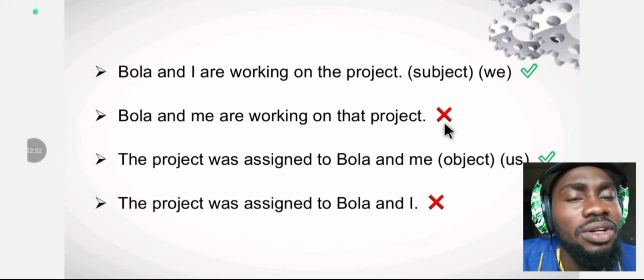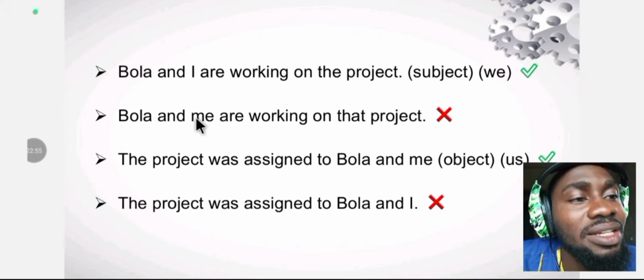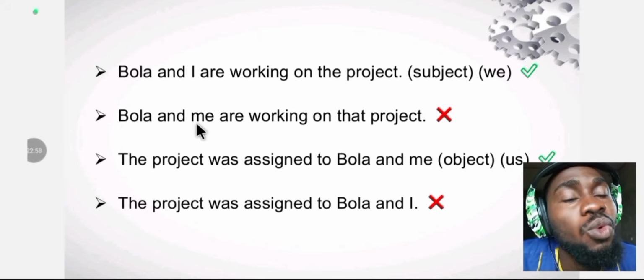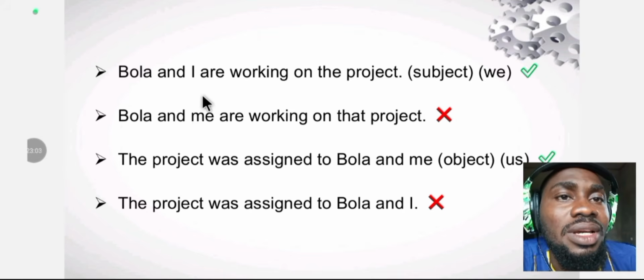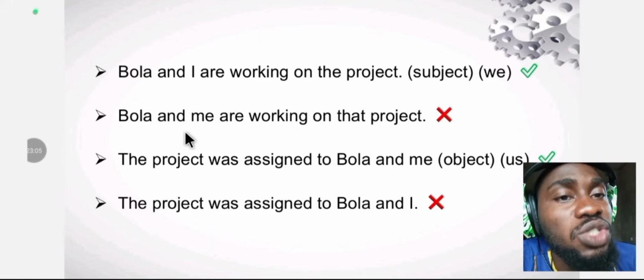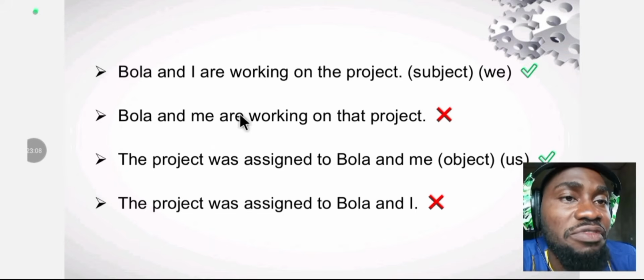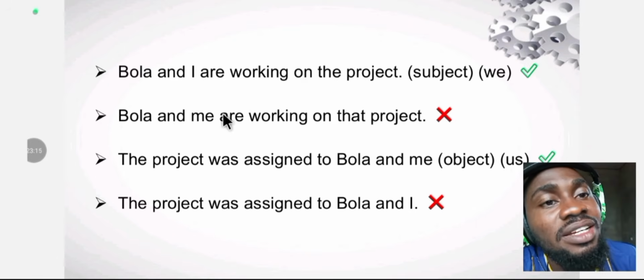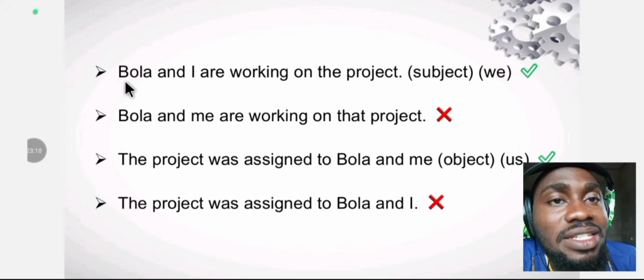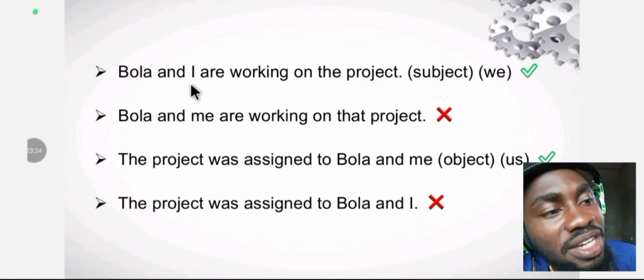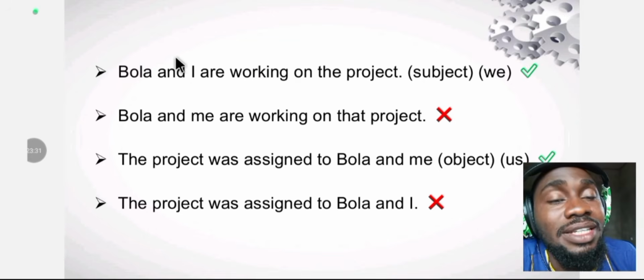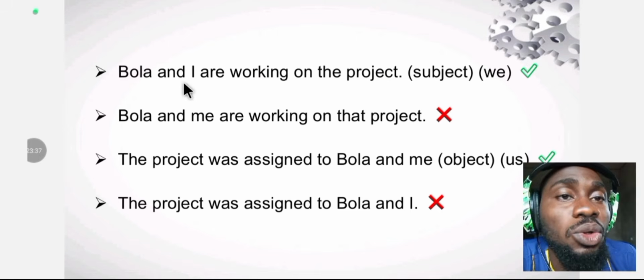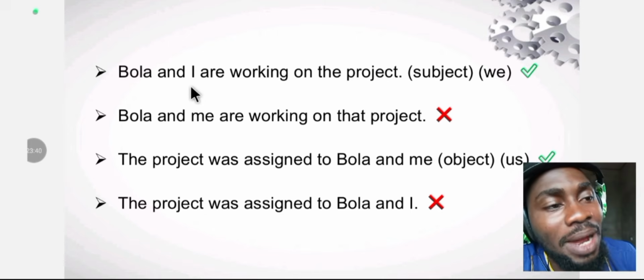Wrong. Why is it wrong? Bola and me. Remember, me is supposed to occupy the object position. And we are having me here on the subject position. The verb we have here is are. So we have me in the subject position, making this wrong. If you look at this other example again, Bola here and I, they are all personal pronouns that occupy the subject position. So when you bring both of them together, it is we, and we also occupies the subject position.